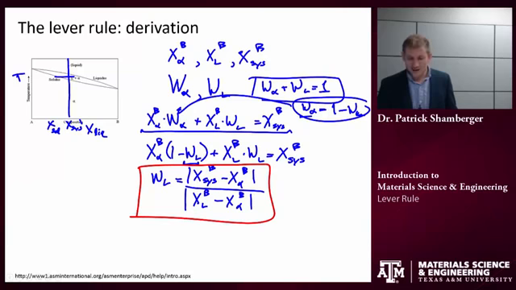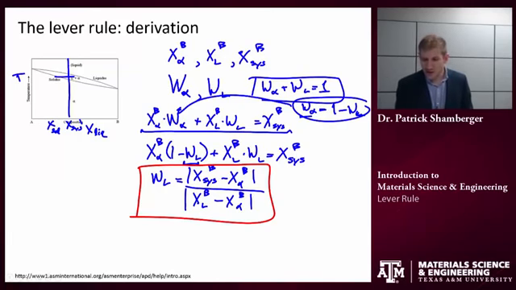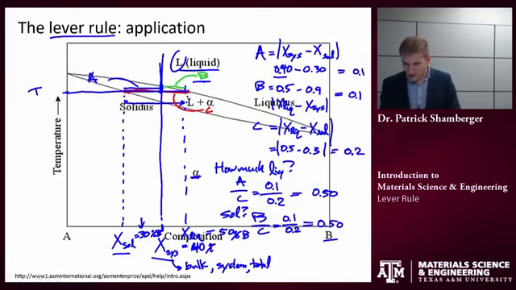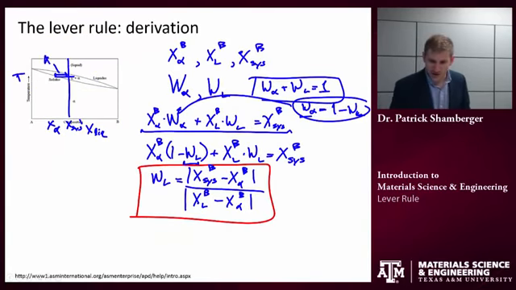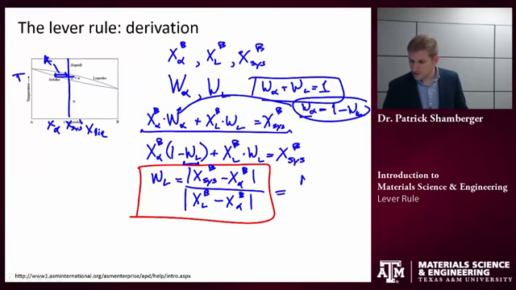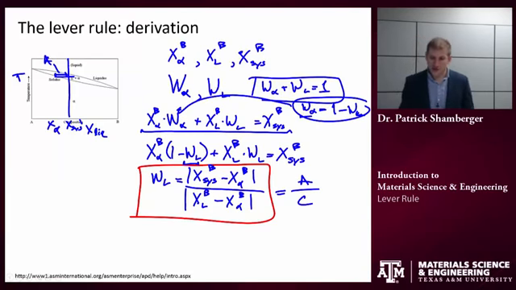And this is the ratio that we used in the previous figure. So system minus alpha, again, this is alpha here. So system minus alpha is this distance. I believe we called that, yeah, we called this A. Liquid minus alpha is the whole length. So A over C. Okay, so this is where the lever rule comes from mathematically. Some people like to see that derivation.